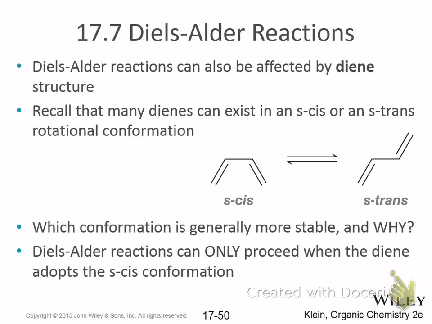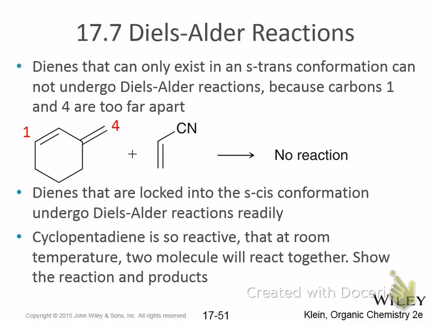The bonds have to be in the s-cis configuration because if they're in the s-trans configuration, that's too far away for the electrons to travel in a circle. Okay. So like if this is your diene and this is your dienophile, you can't close the ring from here to here. They're too far apart.